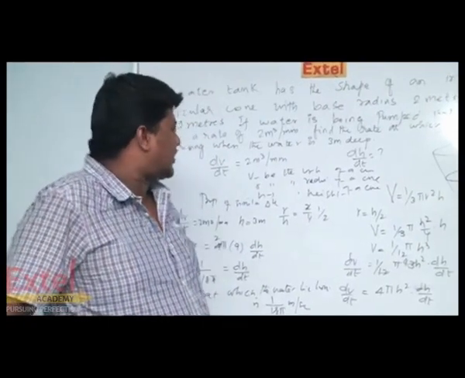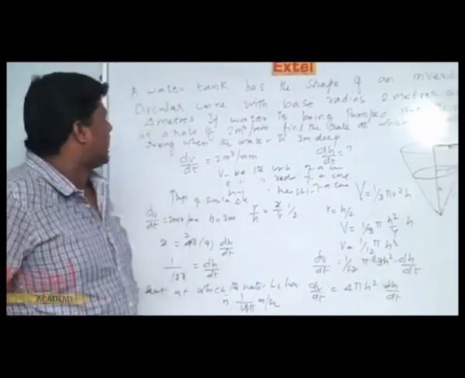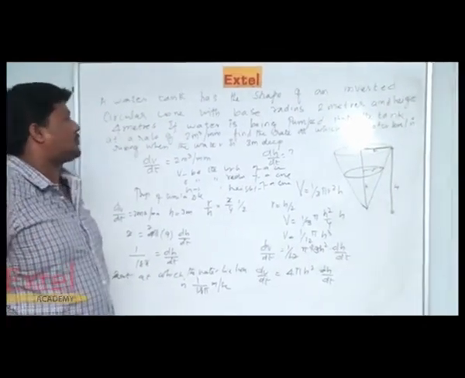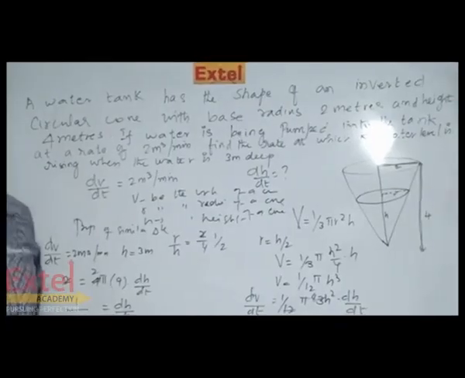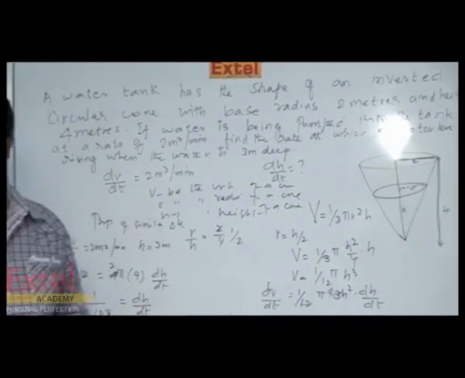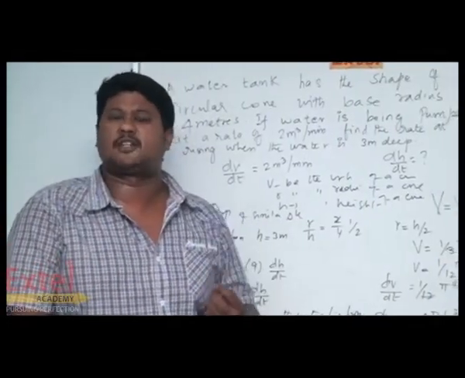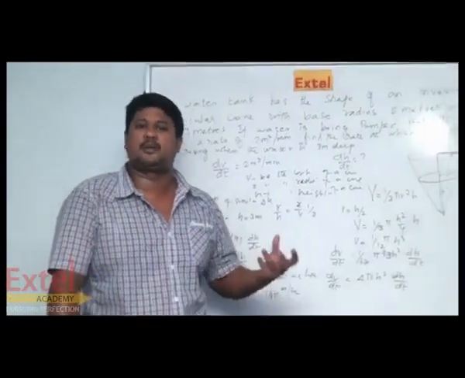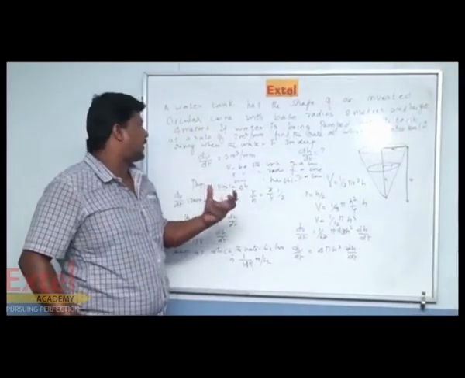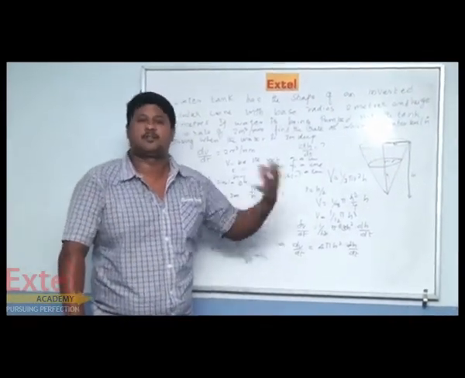The water tank has the shape of an inverted circular cone with base radius 2 meters and height 4 meters. If water is being pumped into the tank at a rate of 2 meter cube per minute, find the rate at which the water level is rising. So first of all, let us take down the given data. Two things are given. First one, the rate dV by dt is given, that is 2 meter cube per minute, and the height and radius are given, 4 meters and 2 meters.